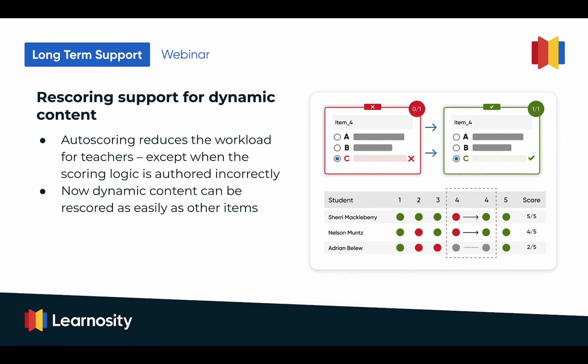Now we have support for this with dynamic content. So that's items that have dynamic content set up. You can rescore dynamic content as simply as you can any other content, and that will save you a lot of time and development hours.